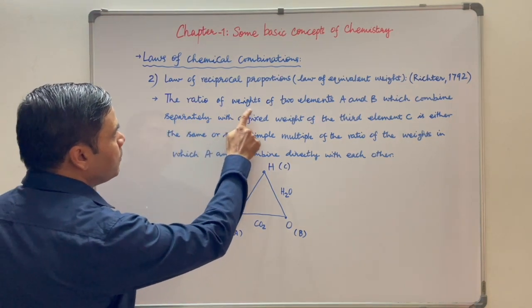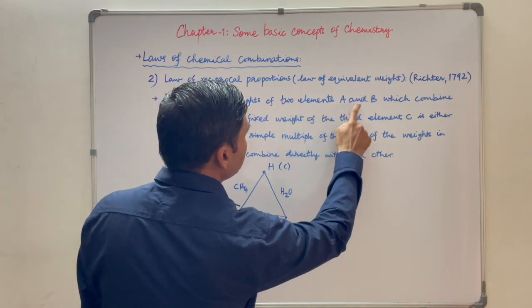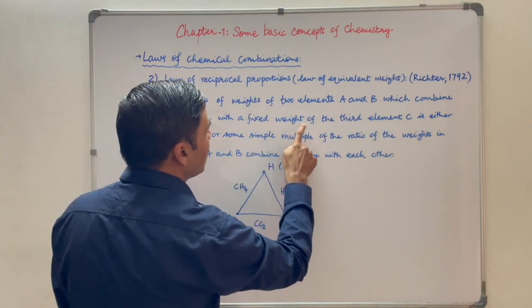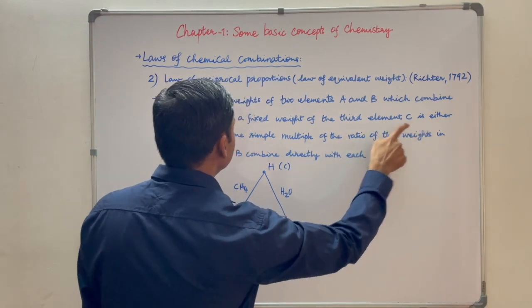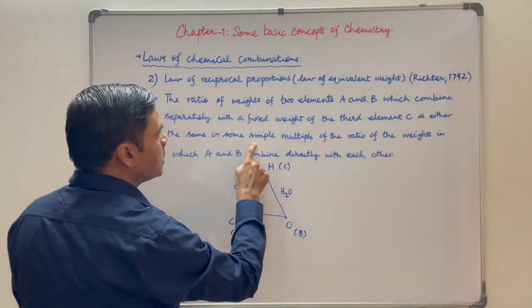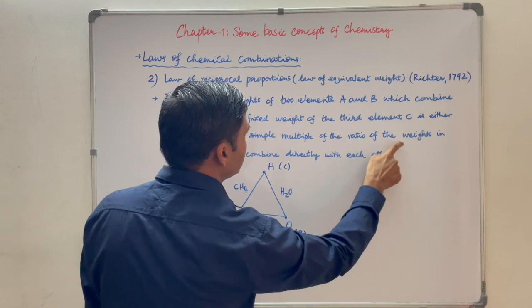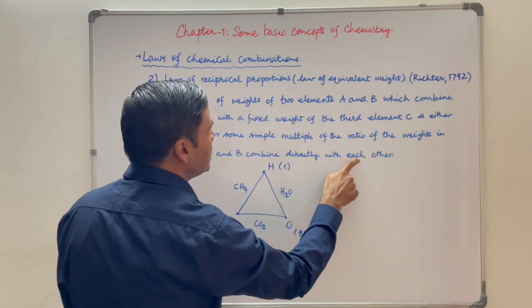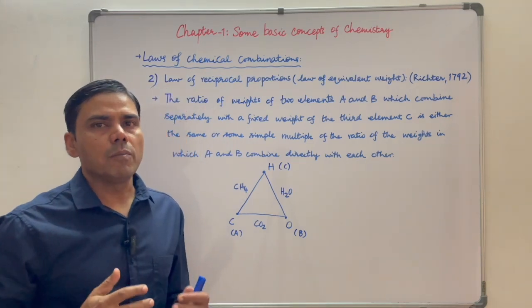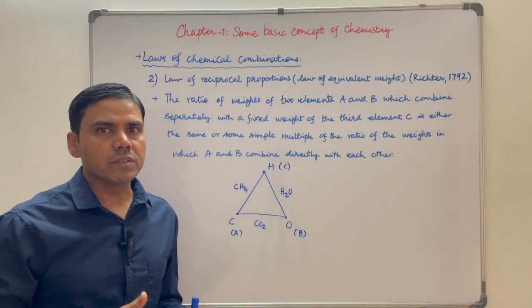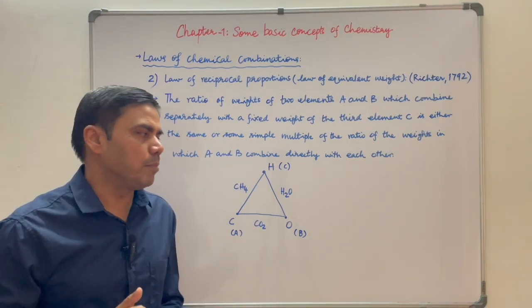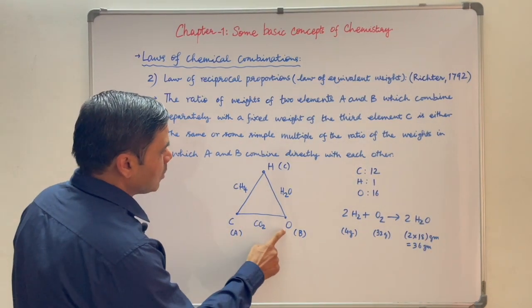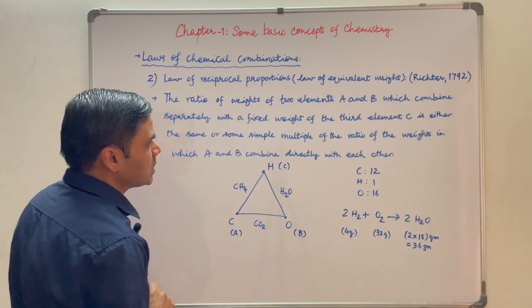The ratio of weights of two elements A and B which combine separately with a fixed weight of the third element C is either the same or some simple multiple of the ratio of the weights in which A and B combine directly with each other. This sounds complicated. However, it will look simple when we take this example. Suppose my element A is carbon, B is oxygen and C is hydrogen.